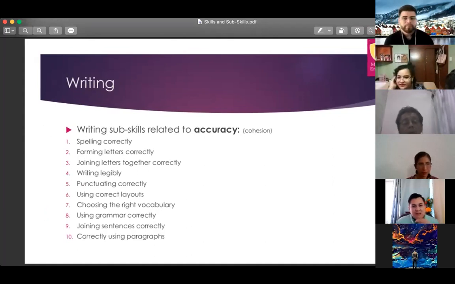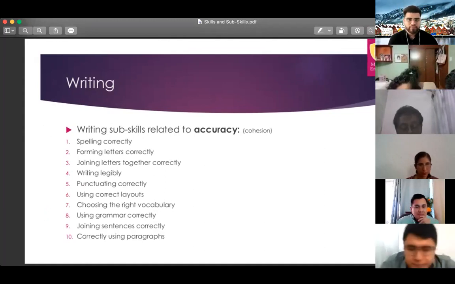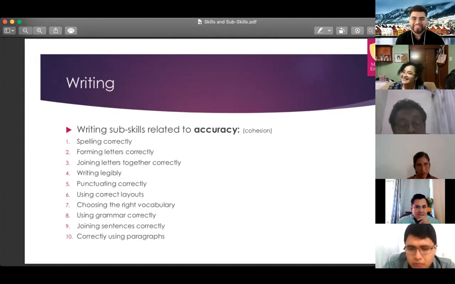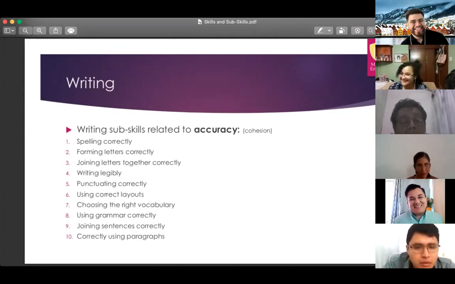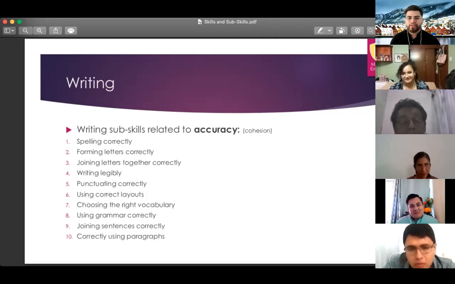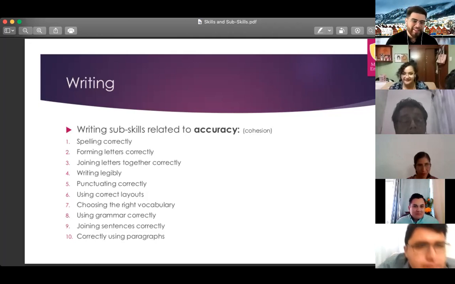Writing sub-skills related to accuracy: spelling correctly, forming letters correctly, joining letters together correctly, writing legibly, punctuating correctly, using correct layouts, choosing the right vocabulary, using grammar correctly, joining sentences correctly, and the last one, correctly using paragraphs. I love correctly. Do you understand every sub-skill? Some of them are obvious, like spelling and punctuating. You understand all of them?